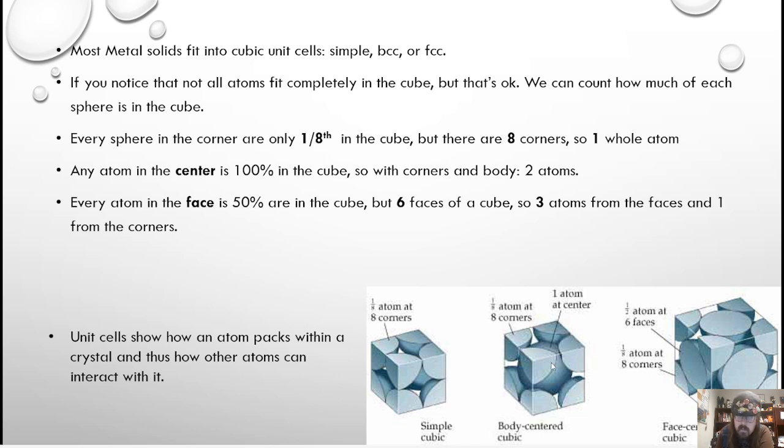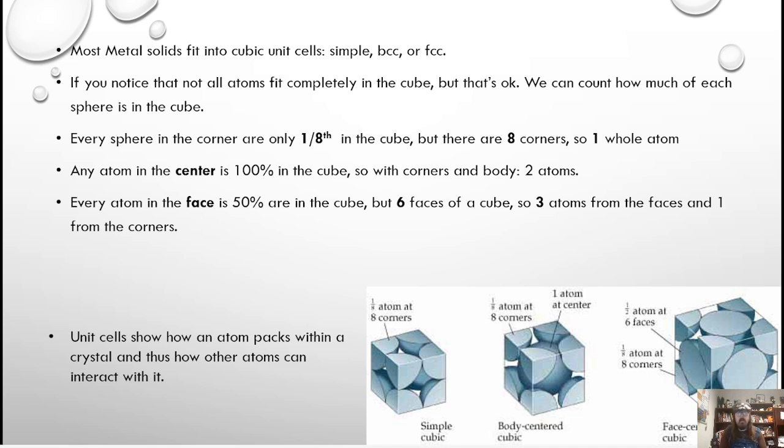Now the atom in the center, because it's in the center, it's not on any of the faces, is present fully within the cell. And so that is 100% in the cube. So if you add up all the corner atoms, one atom, and the atom in the center, you're looking at a unit cell that contains 2 full atoms.